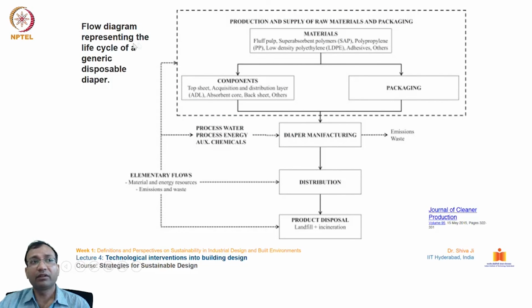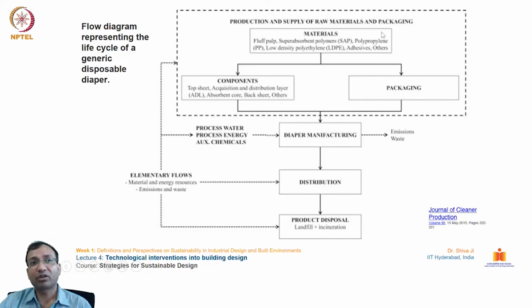So this flow diagram represents the life cycle of a generic disposable diaper. So it's a baby diaper we are talking about over here. We may have seen it. I think every household uses this product, and it's a very functional and highly usable product in recent times. But what are the impacts of this simple material which is used by innocent babies? So let's have a look at this.